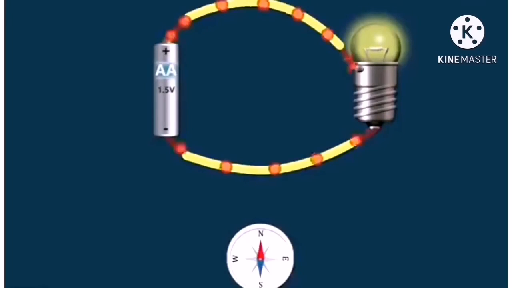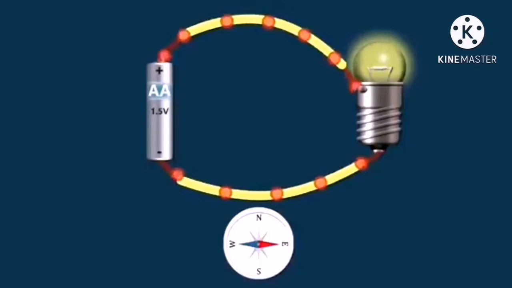Now students, see the picture very carefully. When a current passes through the wires and we keep the compass near that wire, the needle gets deflected. That means the position of the needle changes. You can see in this figure the needle of the compass has changed its position. So students, this means that a magnetic field is created when an electric current flows in a wire.